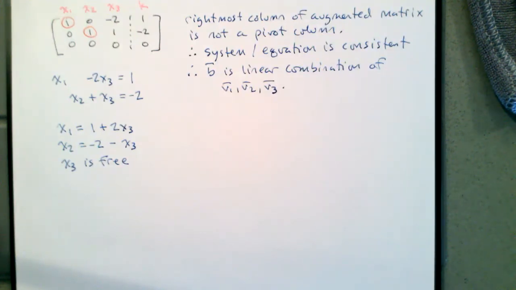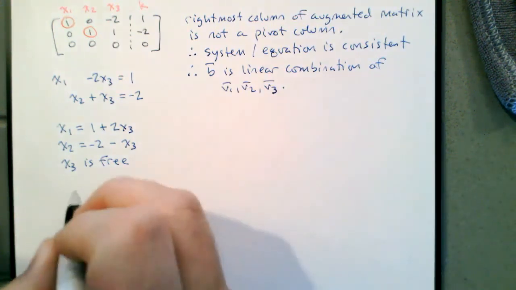But we're new at this. I need to know that you know that. When I talk to my colleagues, I don't worry about making a note that x3 is free. I know they'll get it. But you don't get to do that yet. So you have to write your free variables. So here's our general solution.